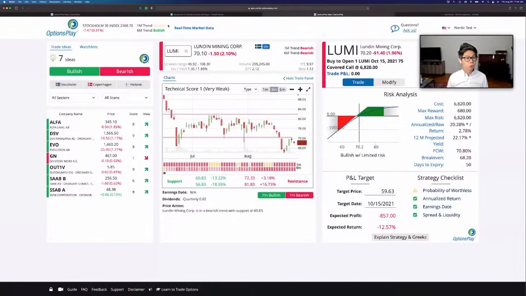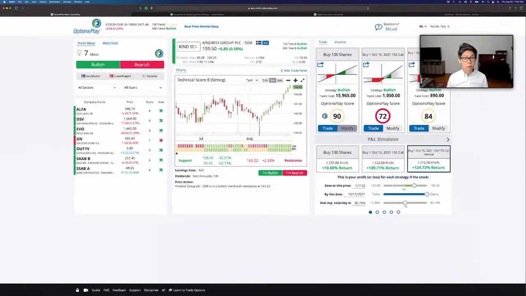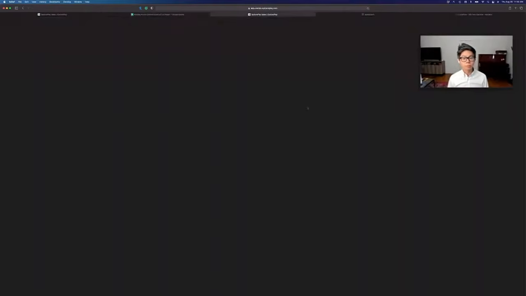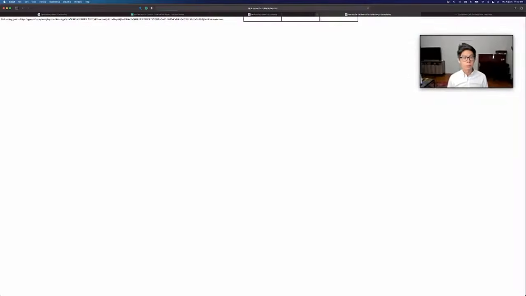And what you're able to do is, whoops, I clicked on the wrong symbol, I think. Nokia. One second, my computer seems to have frozen. One second. Let's click on this link here again. Here we go.